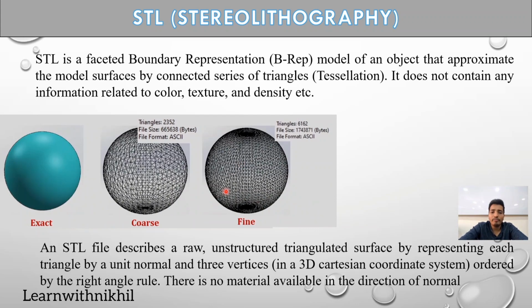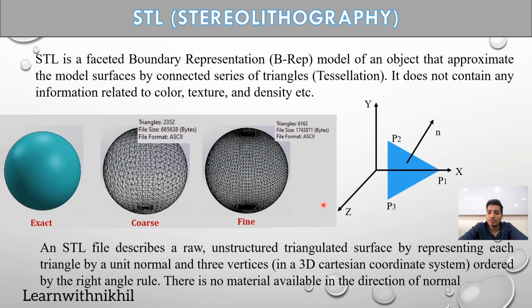One more example. An STL file describes a raw unstructured triangular surface by representation of a unit normal and three vertices. In this image you can see you have a unit normal. This smaller triangle is the zoomed part of one triangle. It contains the information about these three coordinates, that is P1, P2 and P3, and it has a normal. This normal is perpendicular to this triangle.